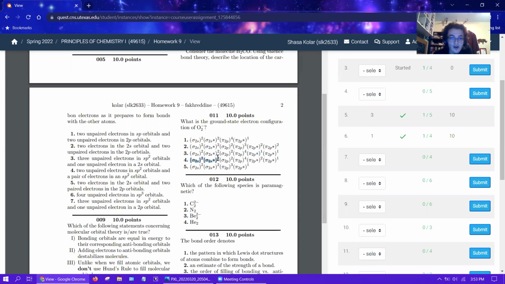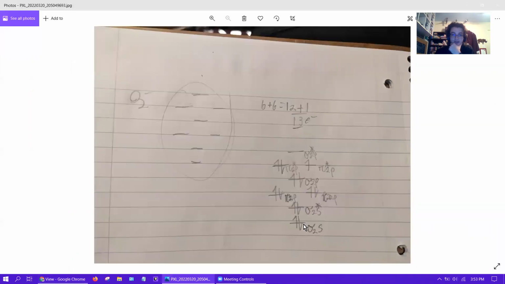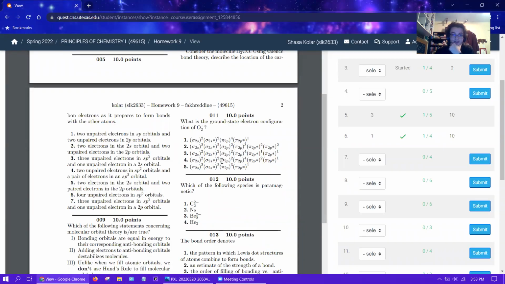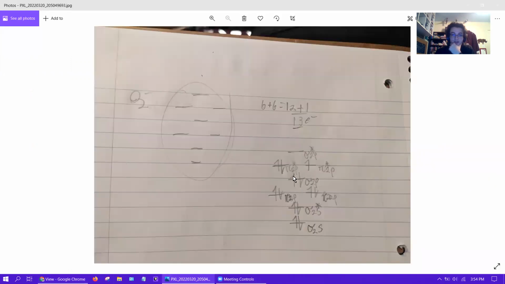So there is our sigma 2s bonding and anti-bonding. It looks like we square it. I guess this 2 is for the 2 electrons. That would make sense. Okay, so we have those two. So this sigma 2s2 and sigma 2s anti-bonding 2 are these two right here. And then next up we have sigma 2p2, which would be this one right here. I don't know why that one came first, but that's right.